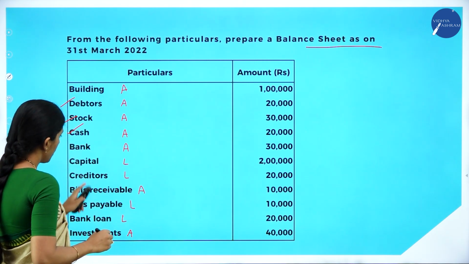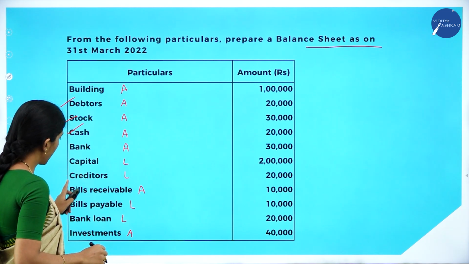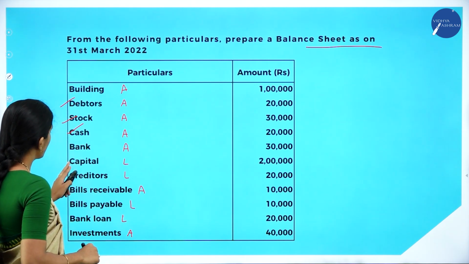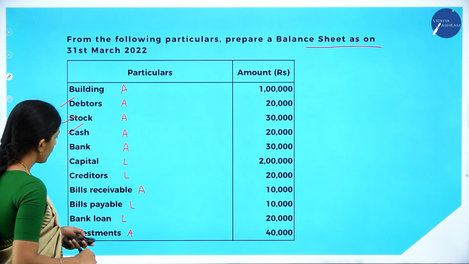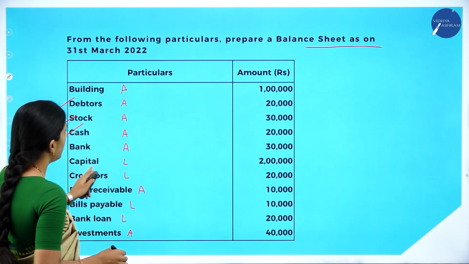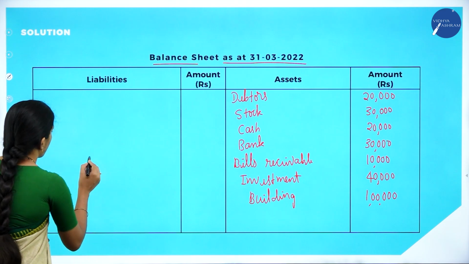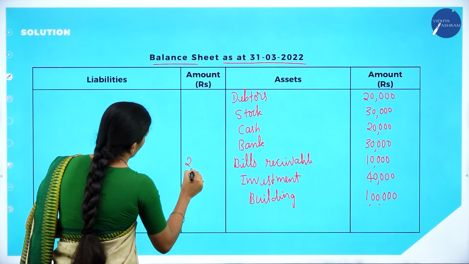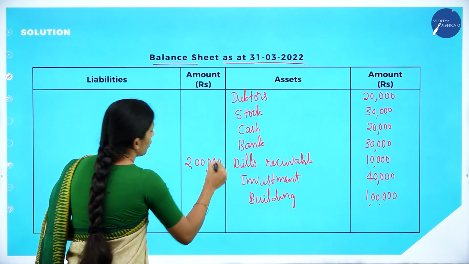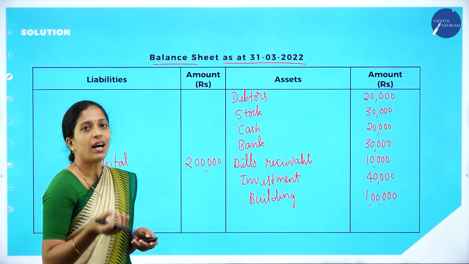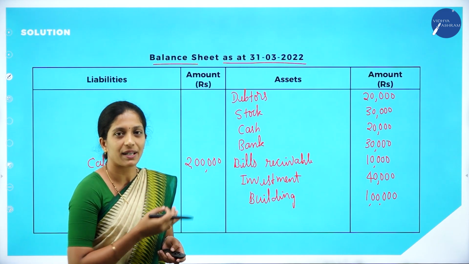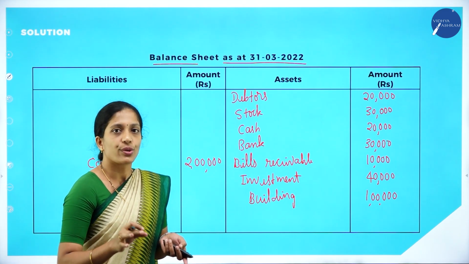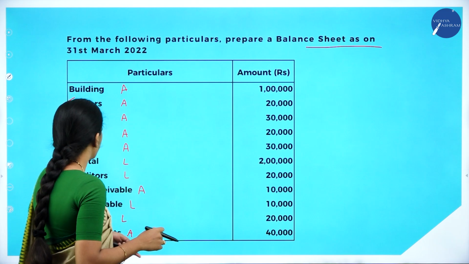So capital. For the capital, do we have net profit? We don't have net profit. So we shall start with capital, that is 2 lakh. Normally for capital, what you will do is add net profit minus drawings. But in this problem, they have not given them, so write it directly, capital 2 lakh.